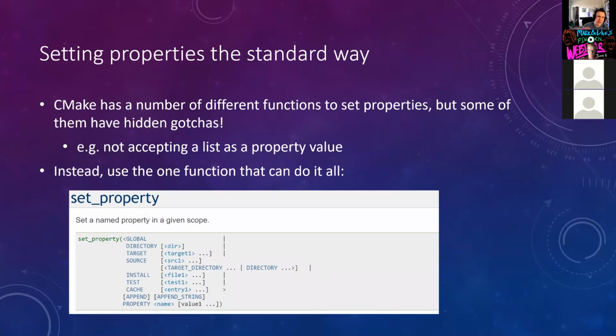So CMake has a couple of different ways you can set properties. Unfortunately, some of the functions that they give you are really weird, and they have hidden syntax gotchas. Like, oh, can't use this to set a property with a list value. So I always recommend just sticking with the normal set_property function. Don't use set_target_properties or set_source_files_properties. Just use regular set_property, and you can specify which type of property you'd like to set. Then you give the property name, and then you can use a list value. It's very, very verbose, but at least it's consistent. That's my recommendation.